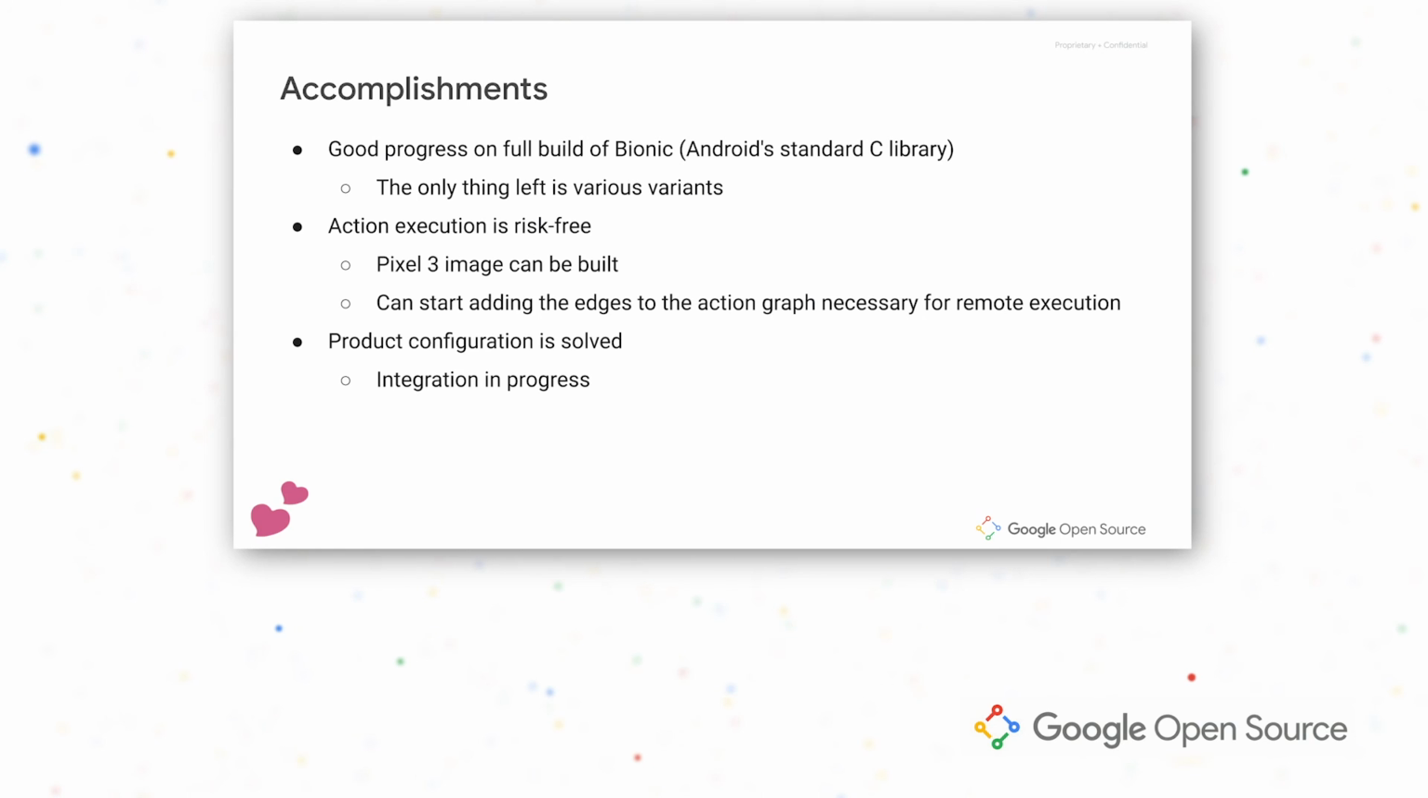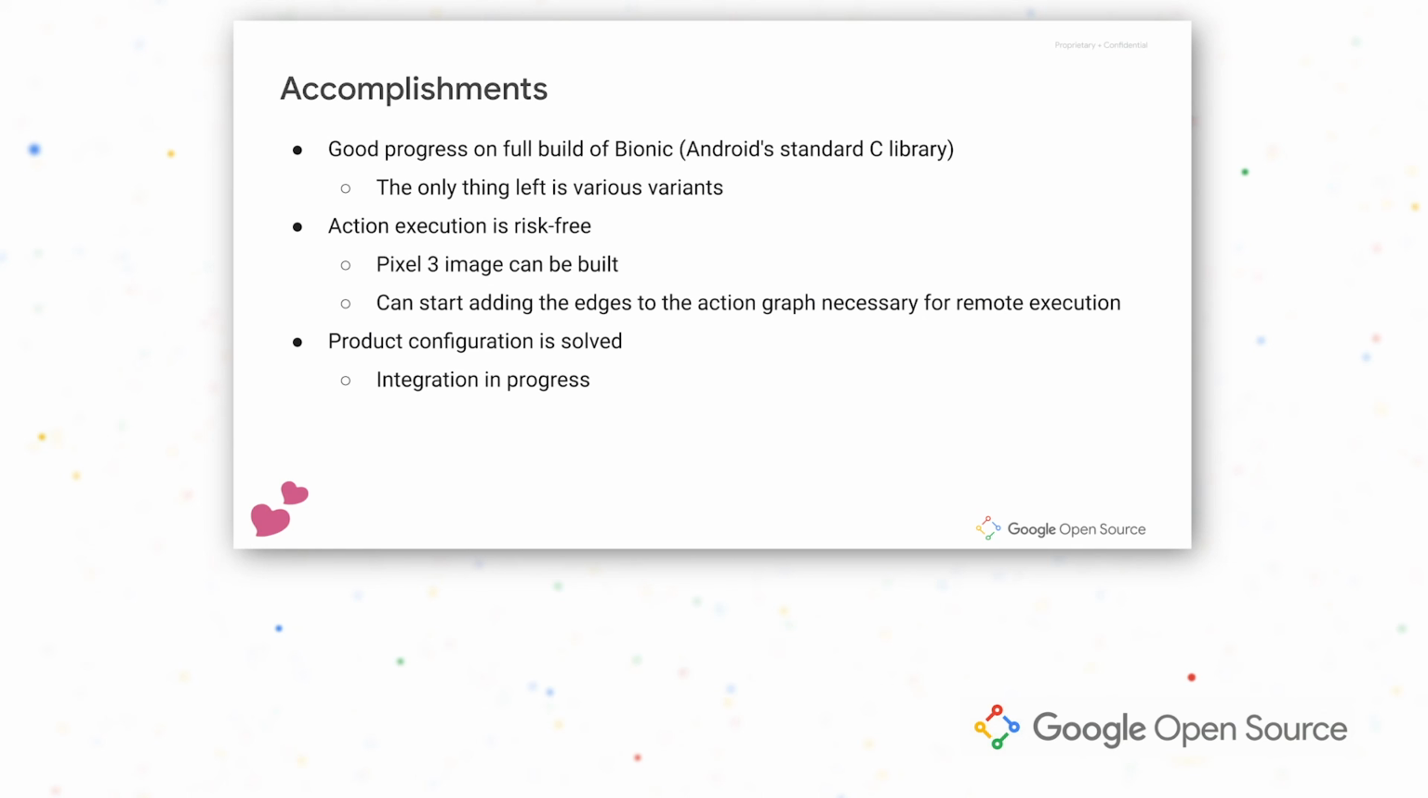All this remains. Executing the actions comprising the build with Bazel is mostly risk-free. The Pixel 3 system image can be built with Bazel without problems, which means that I'm pretty confident that everything else can be too, but it's Pixel 3 we tested it with. And now one can start adding edges to the action graph to make it fully declared and incremental.